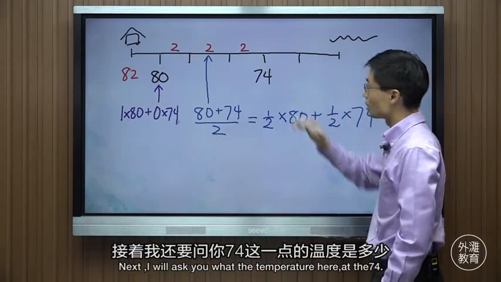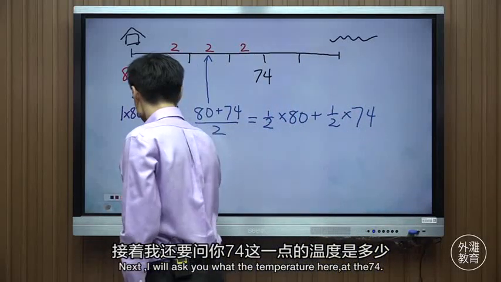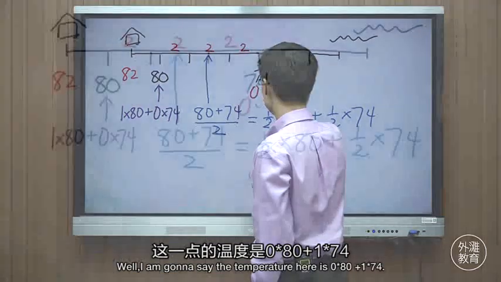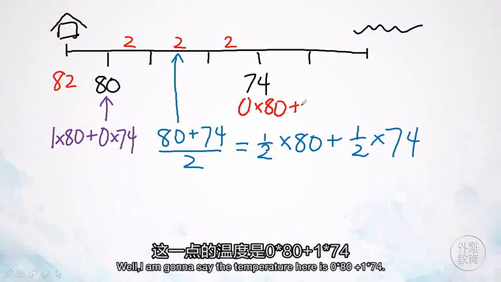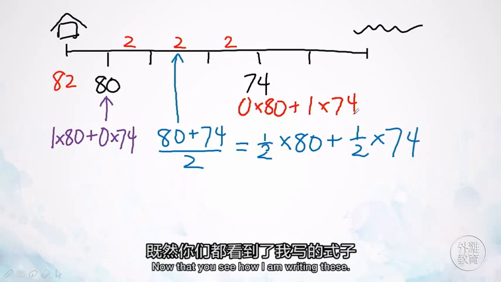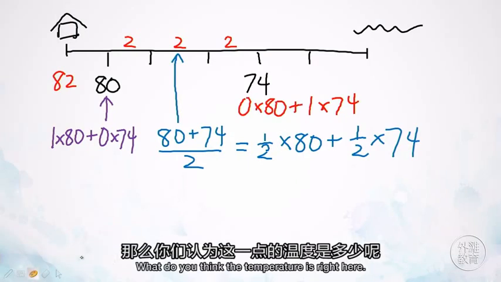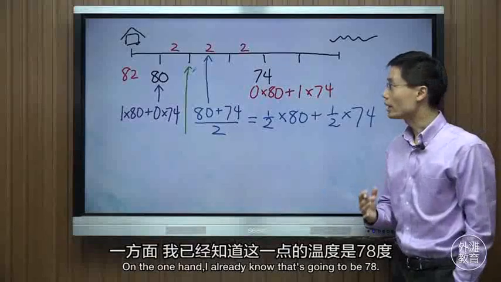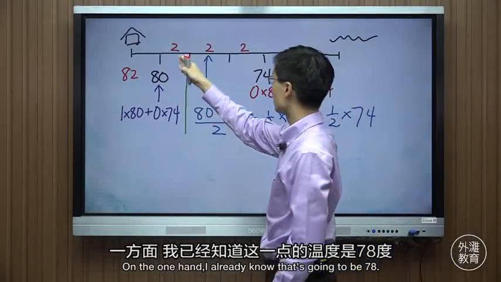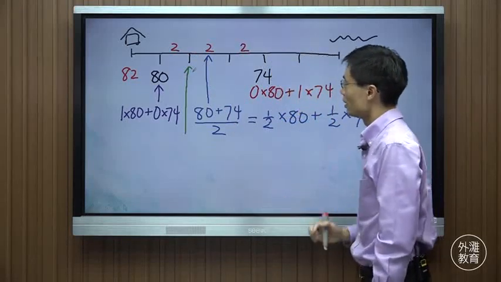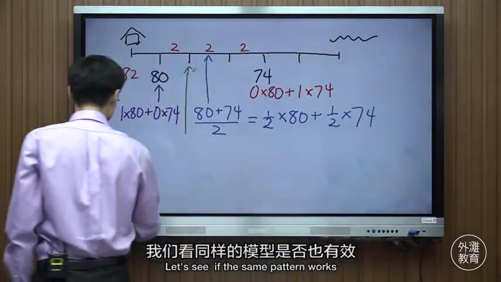Next, I'll ask you what's the temperature here at the 74. I'm going to write that in a strange way, where I'll say the temperature here is 0 times 80 plus 1 times 74. Now that you see how I'm writing this, what do you think the temperature is right here? On the one hand, I already know that it's going to be 78 because it's 2 less there. Let's see if this same pattern works.